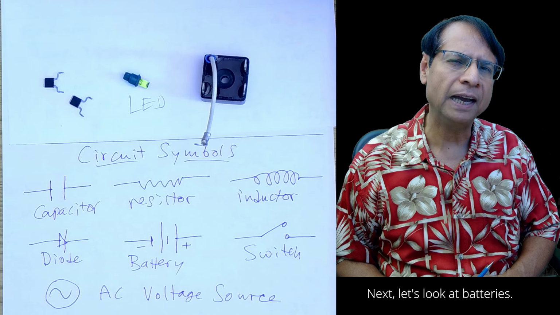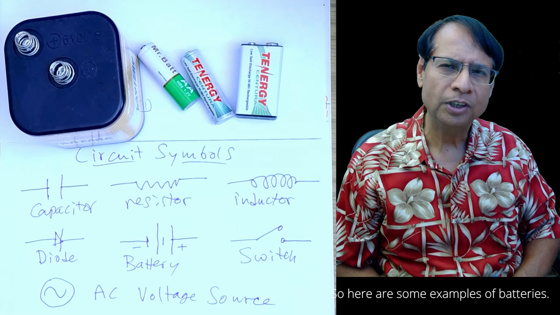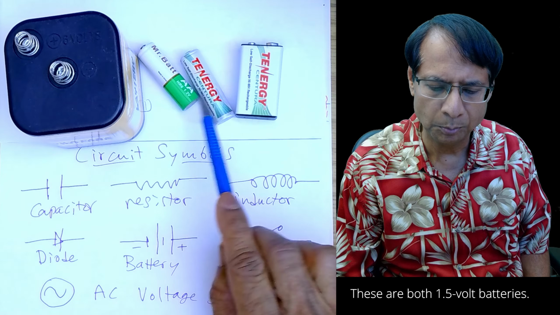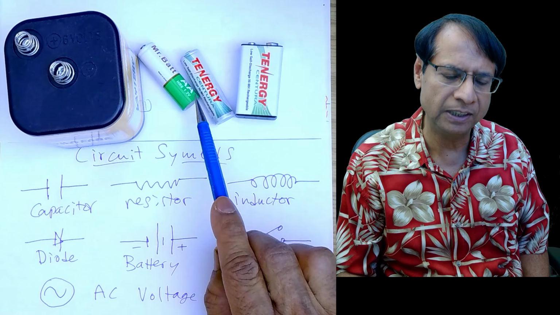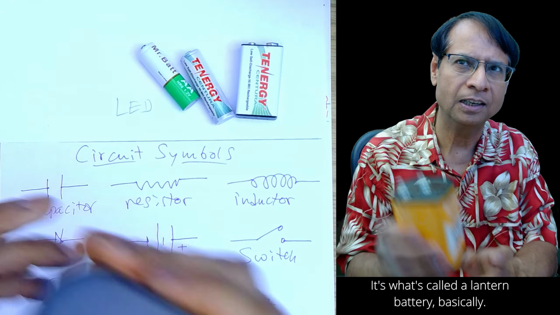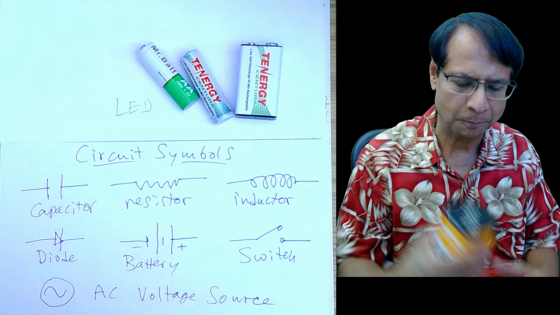Next, let's look at batteries. So here are some examples of batteries. That's a 9-volt battery. These are both 1.5-volt batteries, and this is a 6-volt battery here. It's what's called a lantern battery, basically.